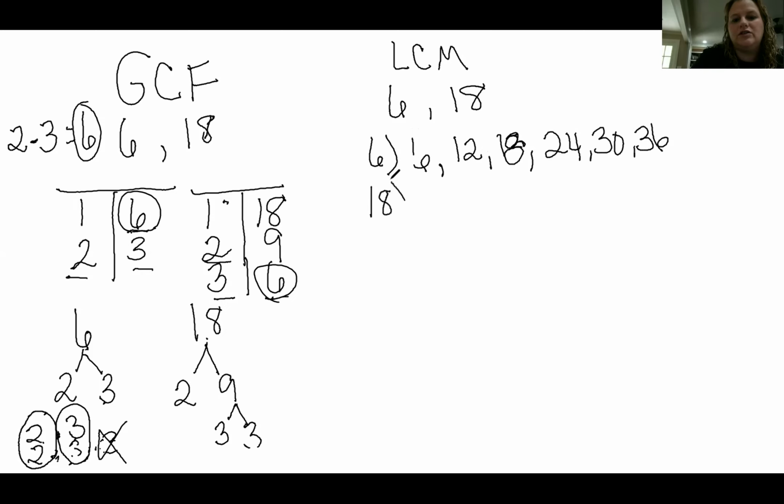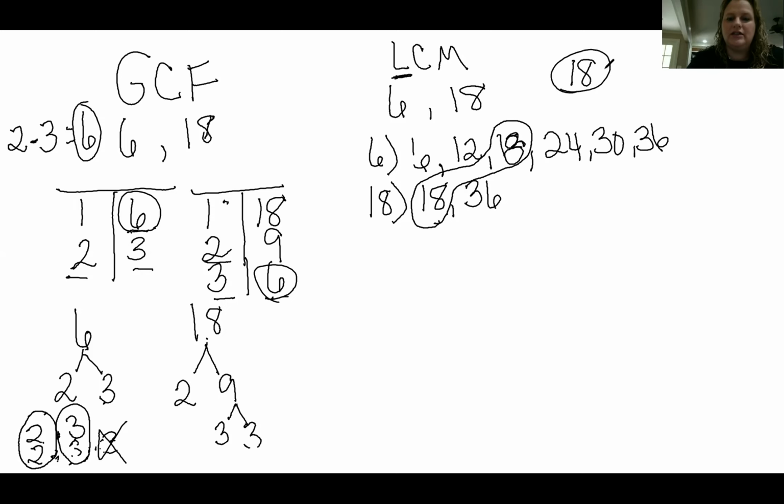Down here, when I start listing my multiples of 18, 18 times 1 is 18. 18 times 2 is 36. I see that right away we've got 2 matches. I see that we have 18 and 18. And we also have 36 and 36, but we're looking for the least or lowest multiple that they share, which would be 18, because that's lower than their next common multiple, 36. So this should be 18.